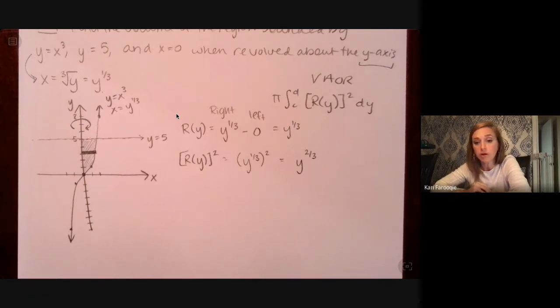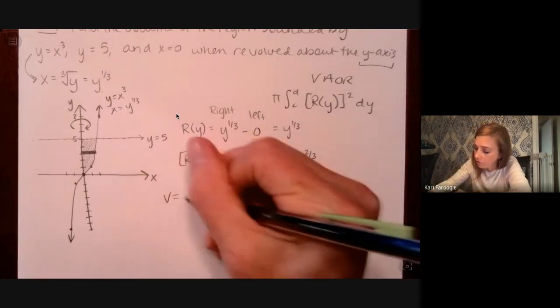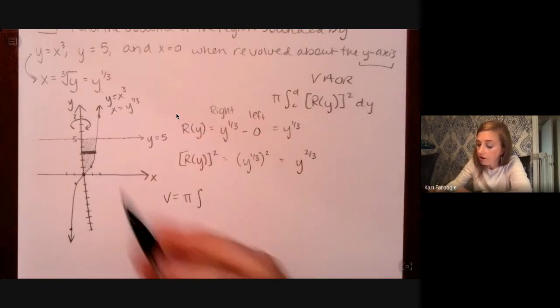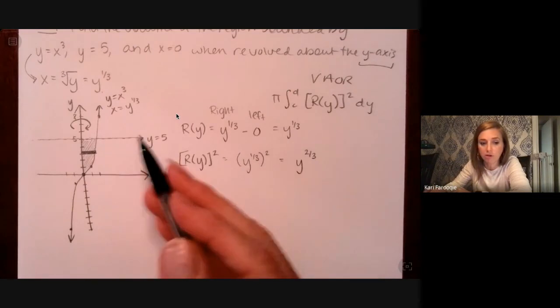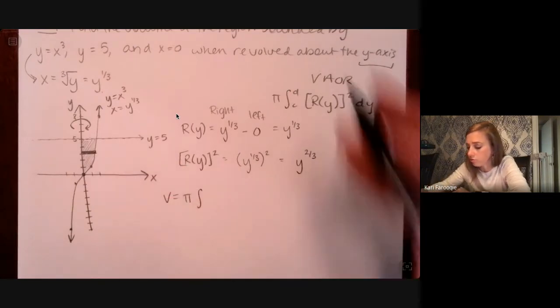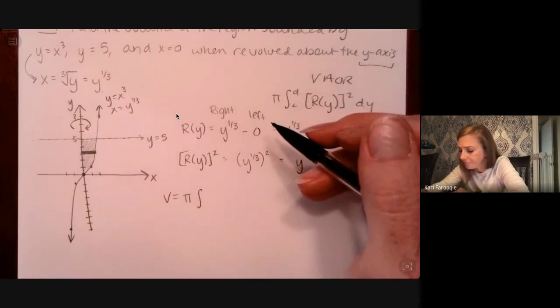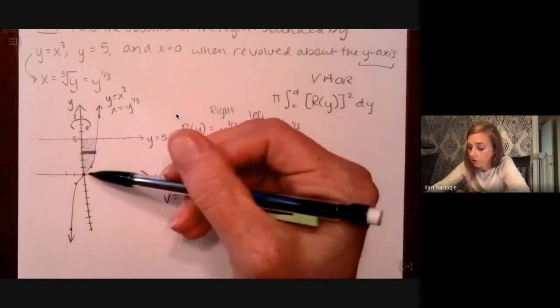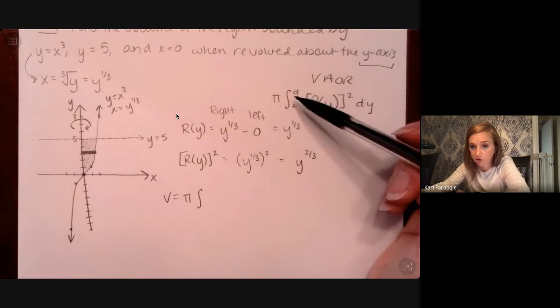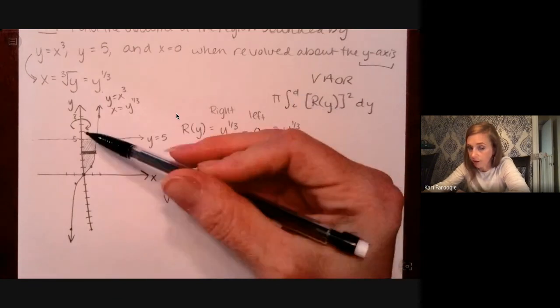And remember, when you're integrating with respect to y, your limits of integration actually lie on the y-axis, not the x-axis. So when you set up your volume integral, you are not going from 0 to 2 or whatever that, you would have to actually find that point. It's not actually at 2. But don't do that, because that's not what you're supposed to do. We are looking for limits of integration, c and d, which lie on the y-axis.